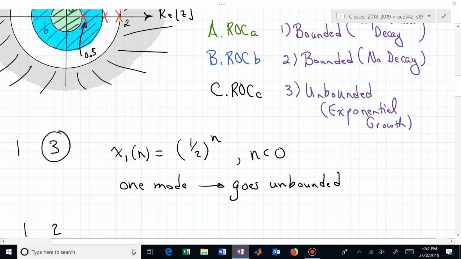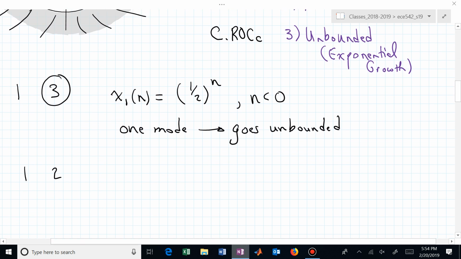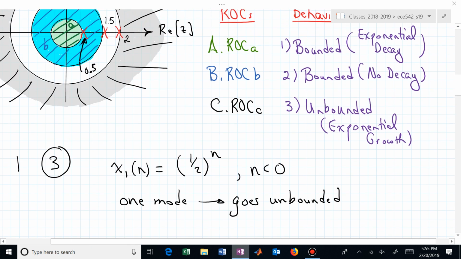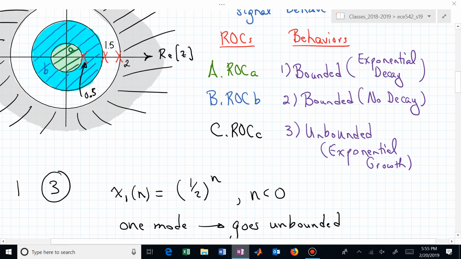What are our modes? We have 3 modes, correct?